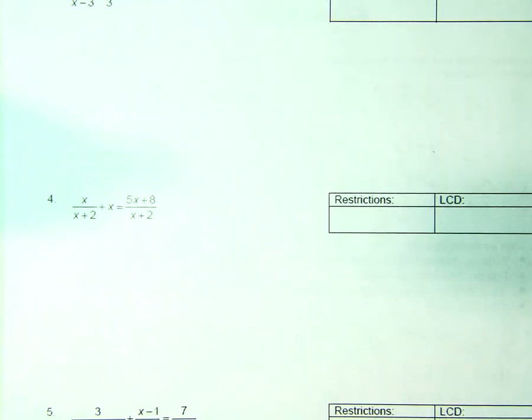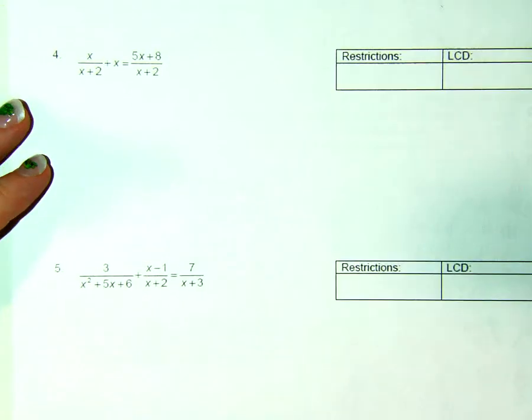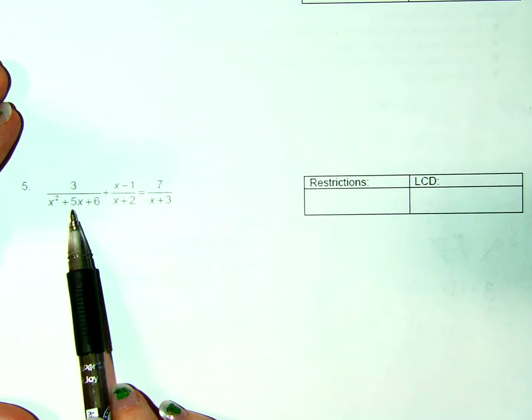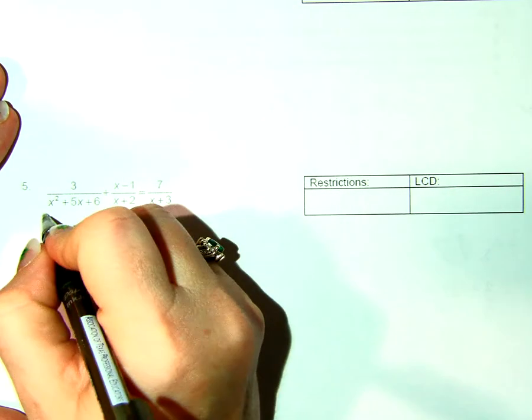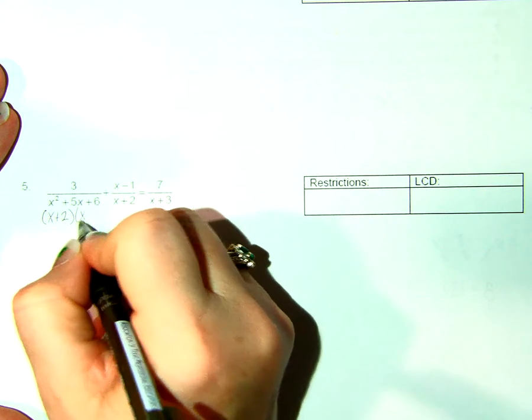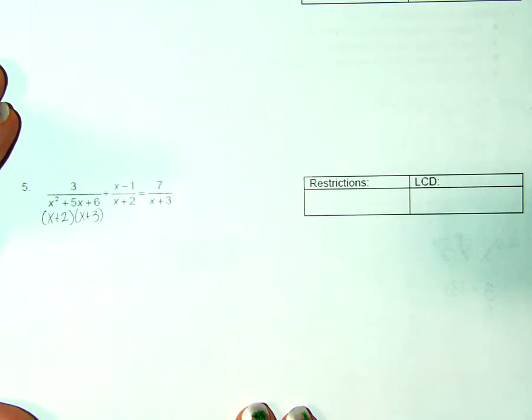Trying to think. It looks like we're going to have time for one more. So which one of these do you want to do? 5? Okay. I figured you would want to do 5. So what do we have to do first? Factor. Okay. So x plus, how about 2 and 3? Does that work?